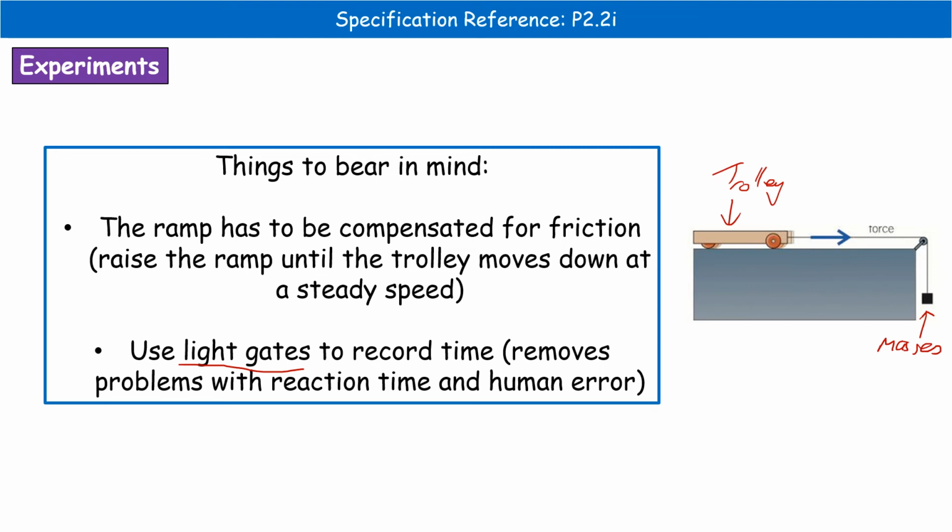The other bit we need to consider is that we've got to compensate for friction, because if we literally just put the trolley flat on the desk, then friction is going to be a factor here. So how do we do this? Well, we raise the ramp very gently until the trolley moves down at a steady speed. So what we're going to do is find the trolley's moving at steady speed, at which point we've compensated for friction.